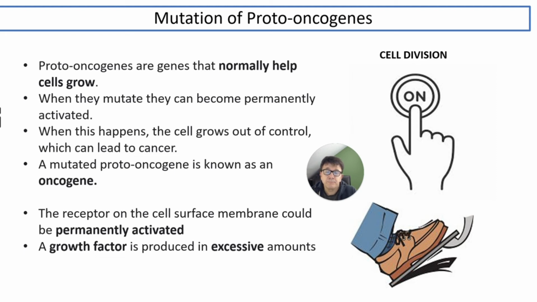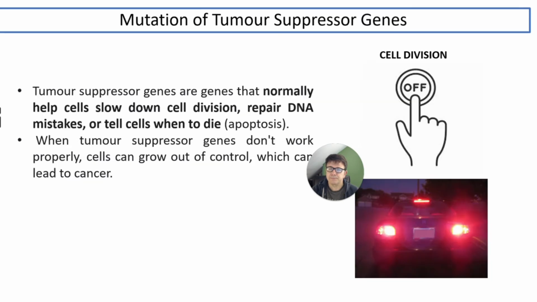This type of mutation is known as an oncogene. So the receptor on the cell surface membrane could be permanently activated. A growth factor is produced in excessive amounts.